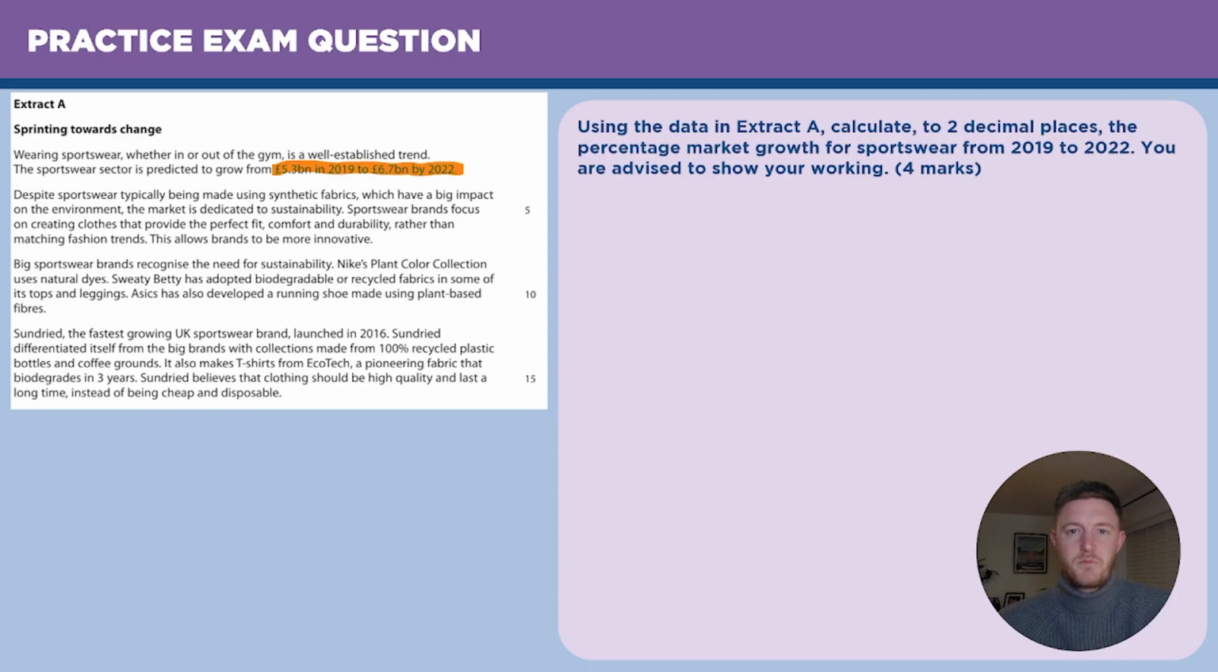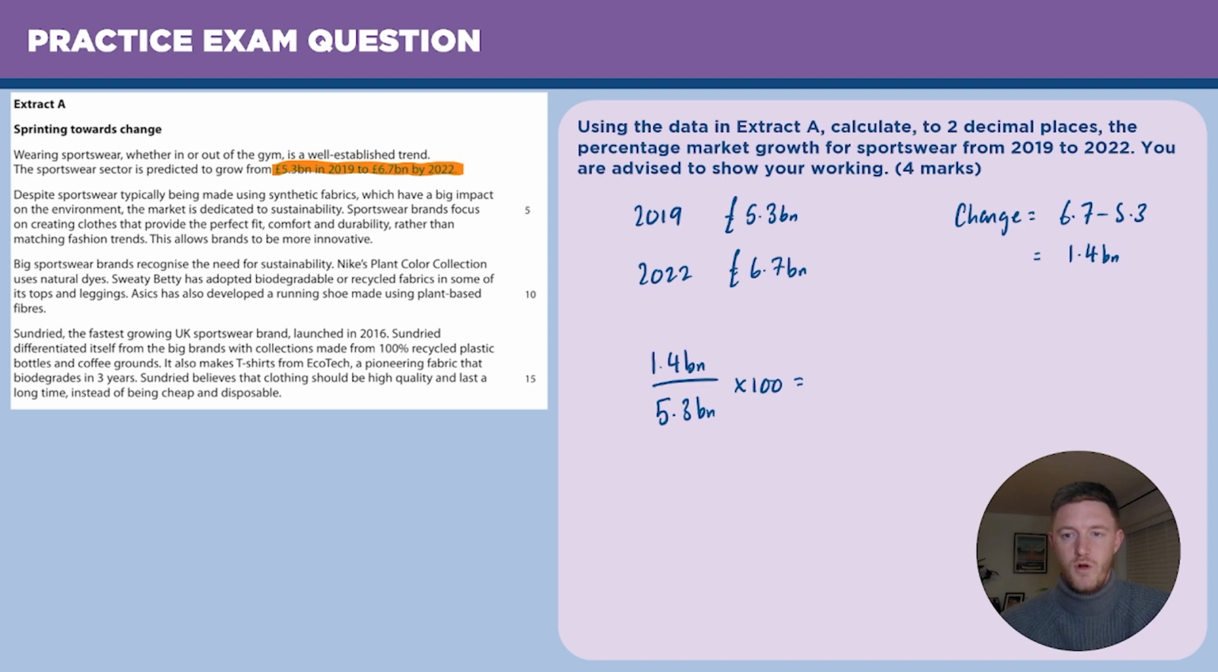So for this one, we need this piece of the case study. It tells you which extract, but it doesn't tell you which bit. Obviously, we're looking for the growth. The sportswear sector is predicted to grow from 5.3 billion in 2019 to 6.7 in 2022. So 2019 was 5.3, 2022 was 6.7. So the change is going to be 1.4. So 1.4 over the original, which was 5.3, times by 100 gives us 26.42%. So that's our 4 marks.